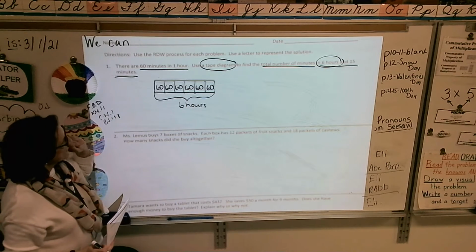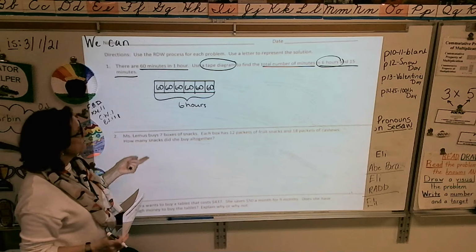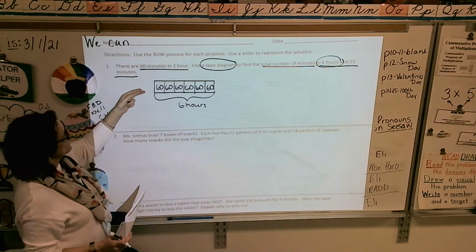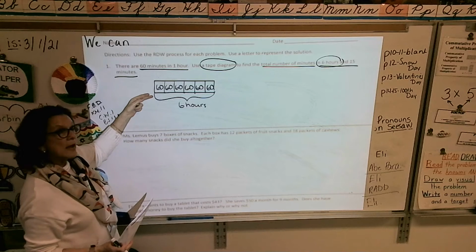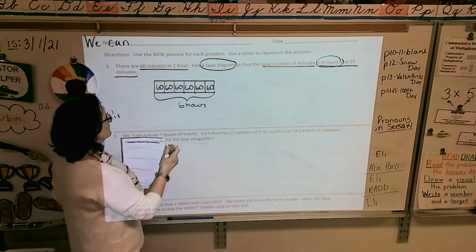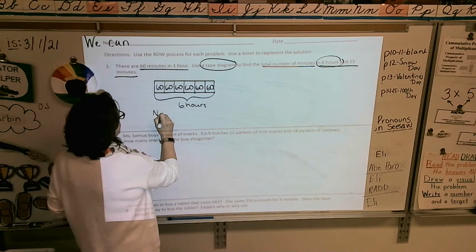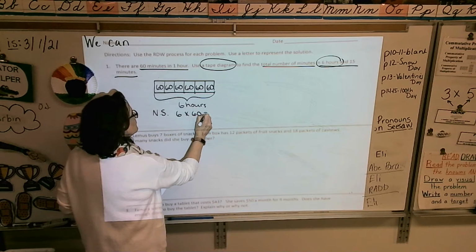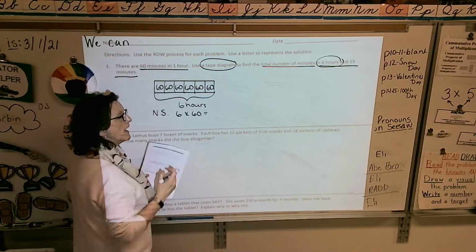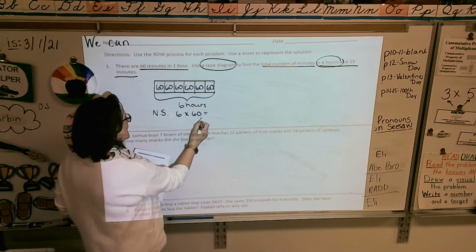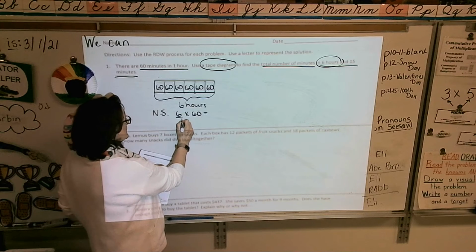And now I have to stop and think, what number sentence can I write? Because before I can figure out the total number of minutes, I need to find out how many minutes are in these 6 hours. Well, when I look at this, I see 6 equal groups of 60. What number sentence do I write for that? I would write 6 times 60, or 6 equal groups of 60. And then, because I'm multiplying by a multiple of 10, I want to find my hidden fact. The hidden fact I see in here is 6 times 6.